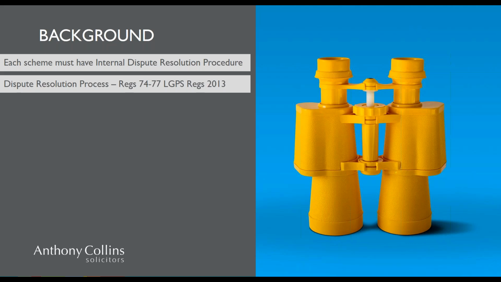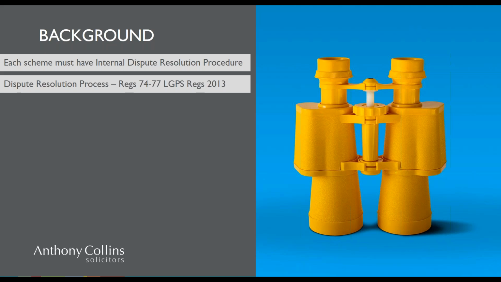So what's the internal dispute resolution procedure for? Well, if you're familiar with the employment context, it's a bit like a grievance. It's an opportunity for members or those connected with members to raise complaints about decisions taken by employers or the scheme administrators. Like a grievance, it's a two-stage process, so initial complaint, but also the opportunity for a second stage appeal in effect.